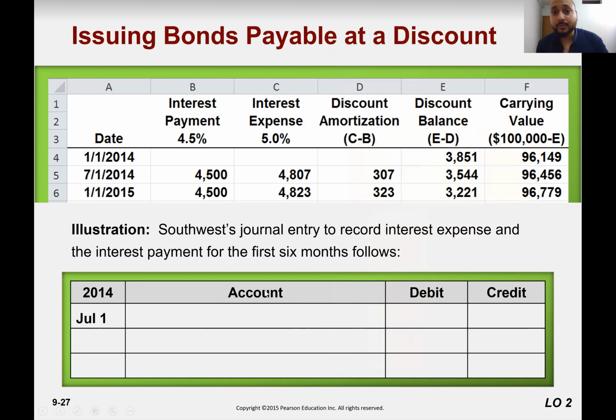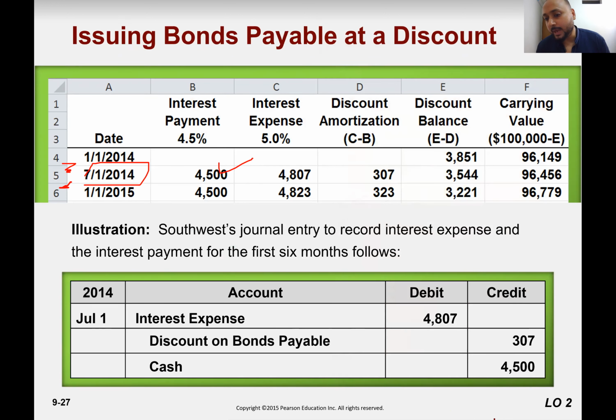So how do we record this one? Simple. When we pay the interest here, this interest is on the accounting cycle. So when we pay the interest, cash is decreased by 4,500, right? Cash is decreased by 4,500.